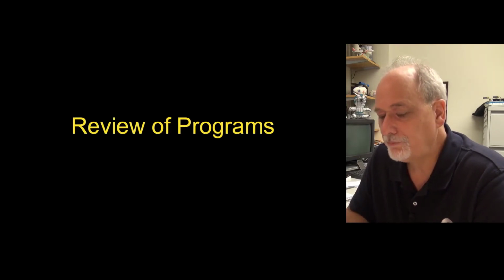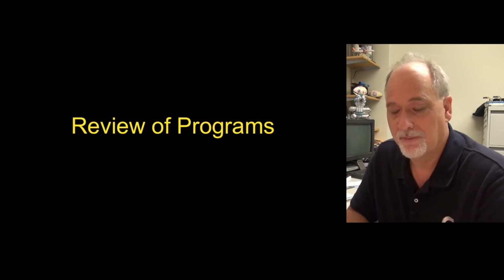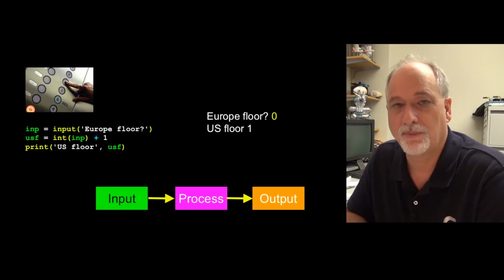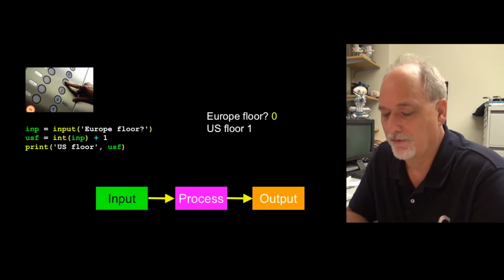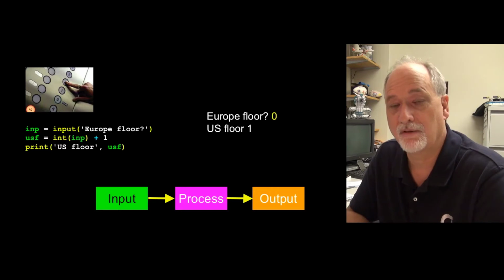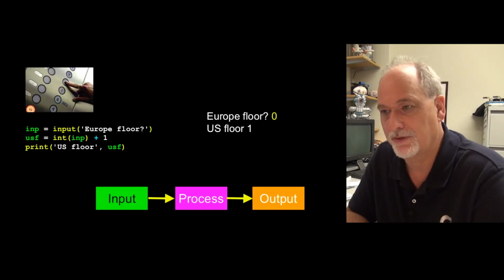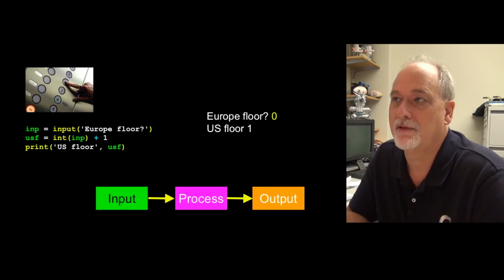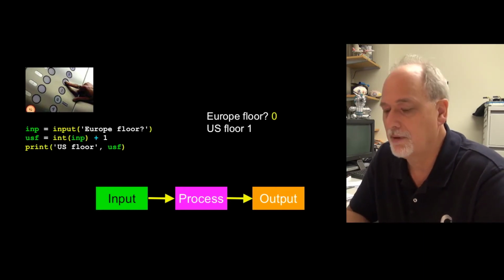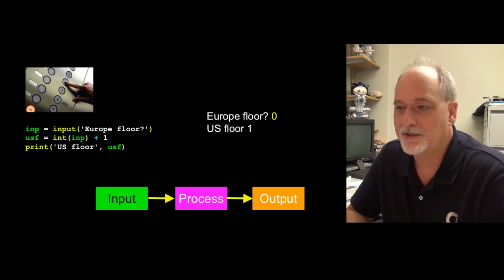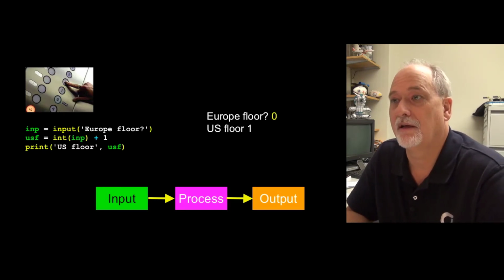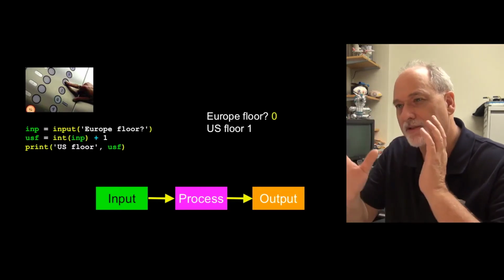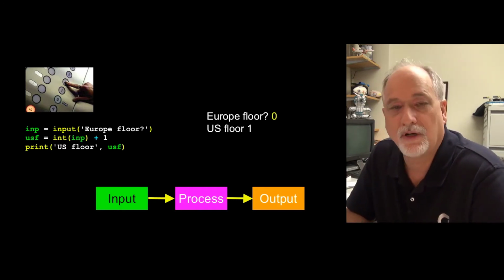So I want to review from the very beginning what we think of as a program. The classic program, my favorite little minimum program, is our little elevator floor converter, which converts from European elevator floors to United States elevator floors. And the key to this is that it's input, processing, and output. And this is a good way to model any program. And in that process, we've got variables, and we've got logic, we've got algorithms, we've got loops that we write, we've got all kinds of things. And we construct a series of steps to achieve some goal.